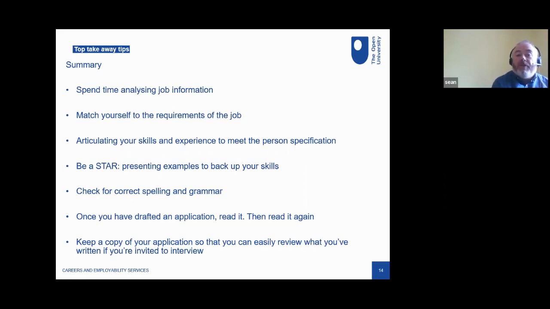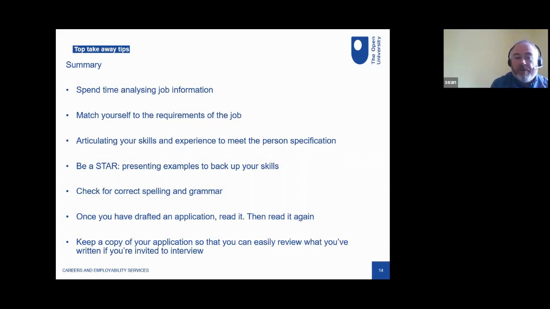But also, say, be a STAR. When you're thinking about your examples, back them up with the skills. Think about the situation. So what was the situation? What were the tasks and the actions? And what was the result? If you frame your answers like that, it's a really, really good way of presenting the skills and experiences to employers.